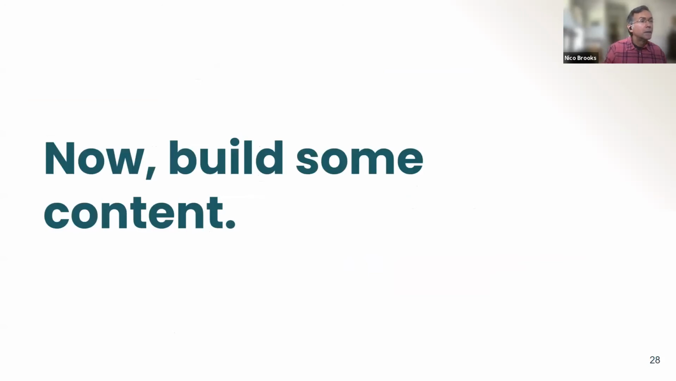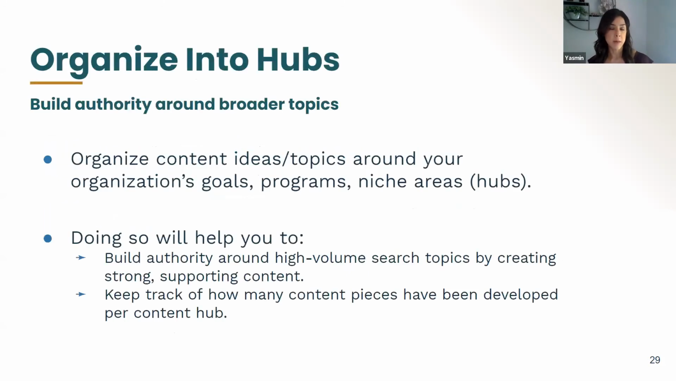So once you've taken a look at who's doing this content well, you've got a sense of the topics that you want to pursue. Now it's time to actually go in and build some content. So the best way to do this is really to take those topics and start to organize them into what I like to call content hubs. The reason that this is important is because it really helps to make sure that you're trying to build authority around broader topics, because like we discussed earlier, a lot of those broader topics and higher volume keywords are more competitive. So it doesn't always make sense, especially as a smaller organization or business.